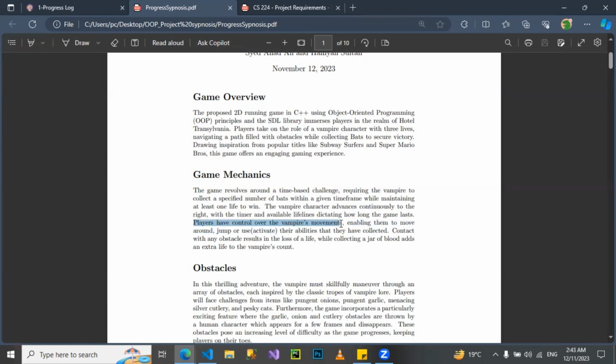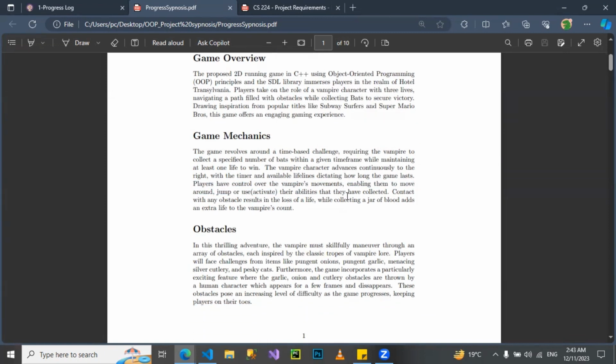Player has control over the vampire movements. These movements will be defined by the W key, A key, and D key. A key will be allowing the vampire to move towards the left. The D key will be allowing the vampire to move toward the right, and W key will be allowing the vampire to jump. I am not defining a behavior for the S key because we are not intending the vampire to duck while going towards any position. This is a functionality of Mario. We are not going to do that here. Not Mario, Subway Surfers, but we are not going to do here.